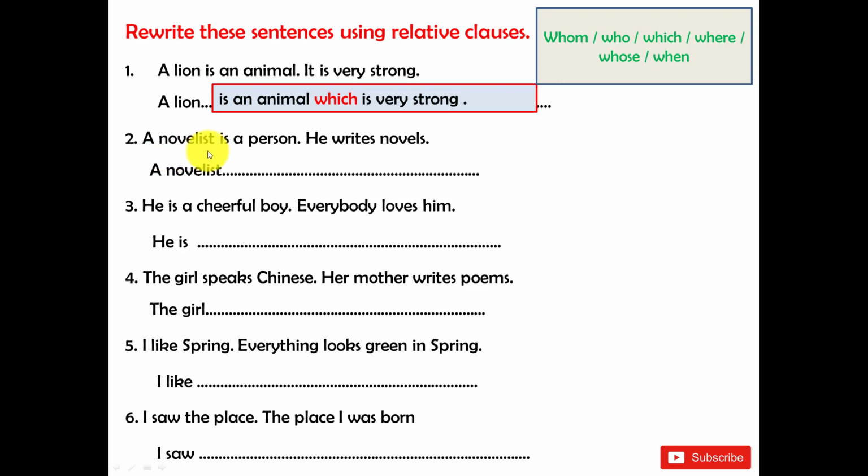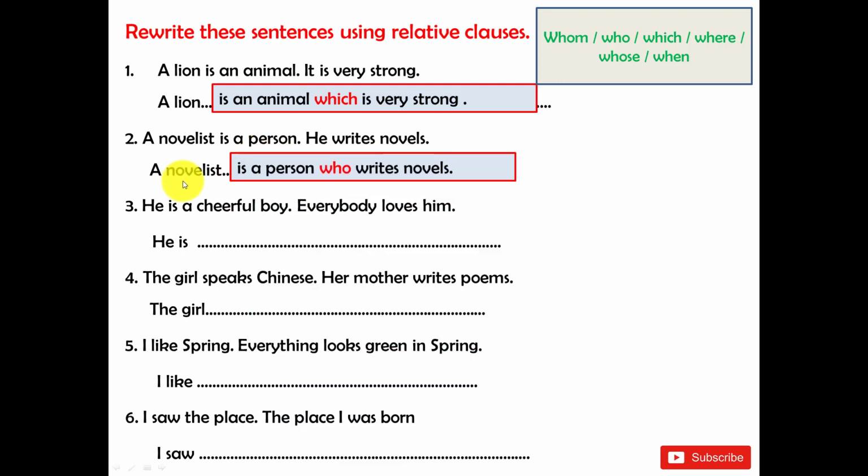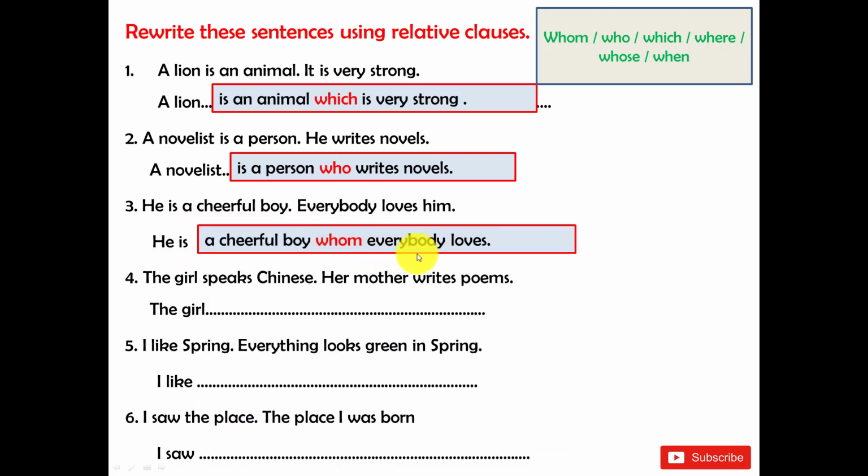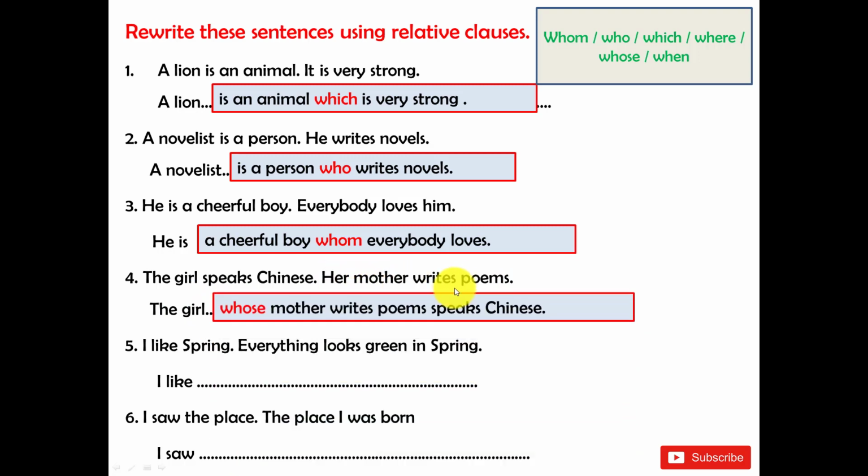Next, a novelist is a person. He writes novels. We are talking about a person, right? Very good. So a novelist is a person who writes novels. He is a cheerful boy. Everybody loves him. So we can say he is a cheerful boy whom everybody loves. Why whom? Because he is the object of the sentence. Number 4. The girl speaks Chinese. Her mother writes poems. We can say the girl whose mother writes poems speaks Chinese.